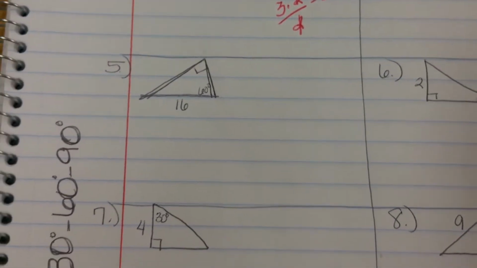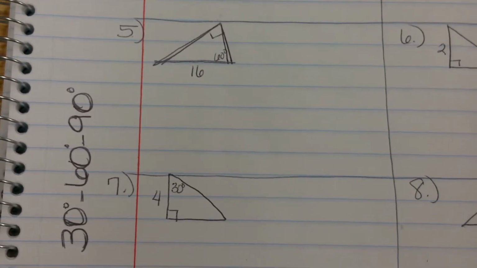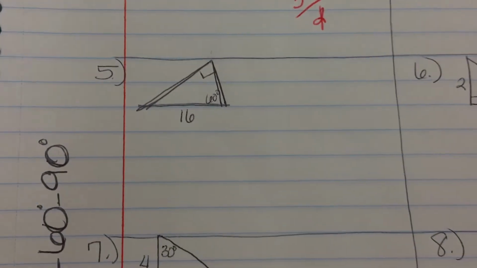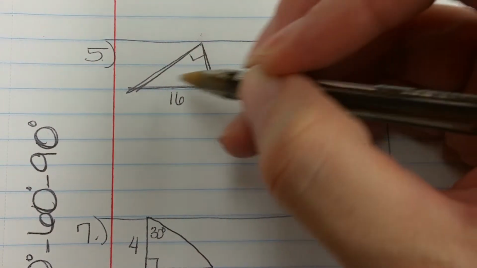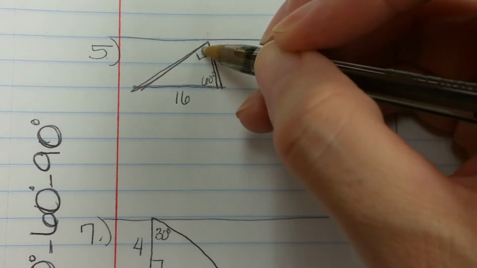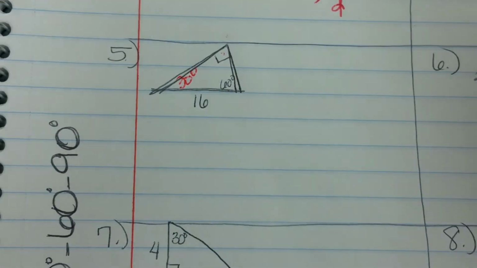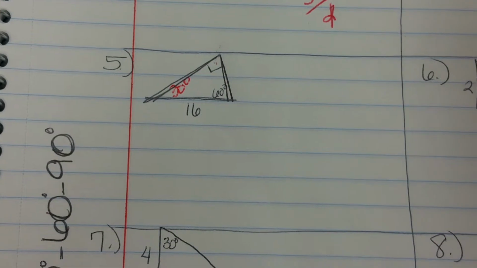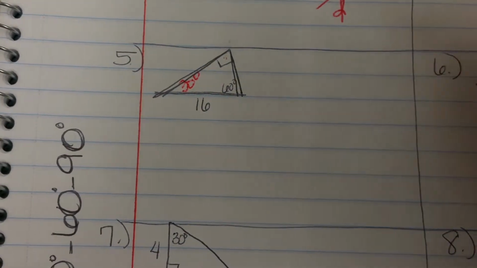Okay, so we are moving on from the 45, 45, 90 right triangles to 30, 60, 90 right triangles. So that's what we have right here. And we have a triangle that we know is a 30, 60, 90 because we have a 60 and a 90, which leaves only 30 degrees that it could be. So we're going to solve these the same way that we solve the 45, 45, 90. It's just a little different formula.